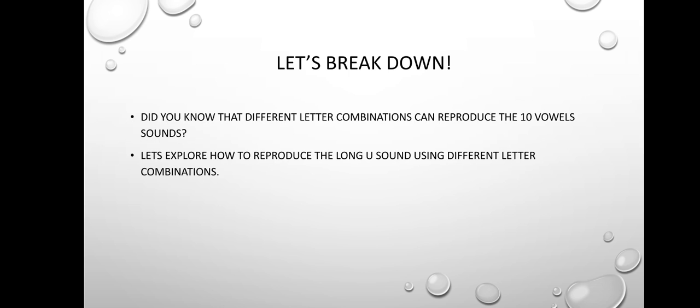First, what sound does long U make? Good. U. Long U makes the U sound. Now let's see how different letter combinations can actually help us reproduce this long U sound. First, we'll start with U and E. U makes the O sound and E makes the E sound. But when we put them together, they actually make the sound U.